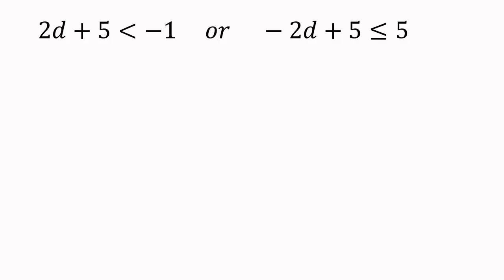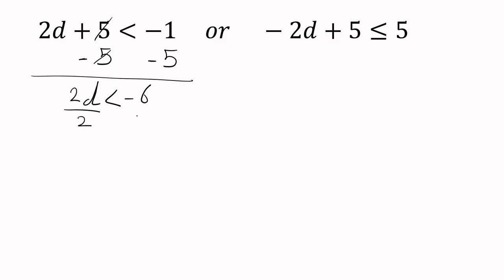Here I have OR, so let's solve each one of them separately. I'm going to subtract 5 from this side. I must do exactly the same with the second side. These two are going to cancel each other out, so 2d is less than, if I add them I'm going to have negative 6. I must divide both sides by 2 because this 2 is positive, so the direction should not change. So d, let me write it here, d is less than negative 3. Really easy. Look at the next example.